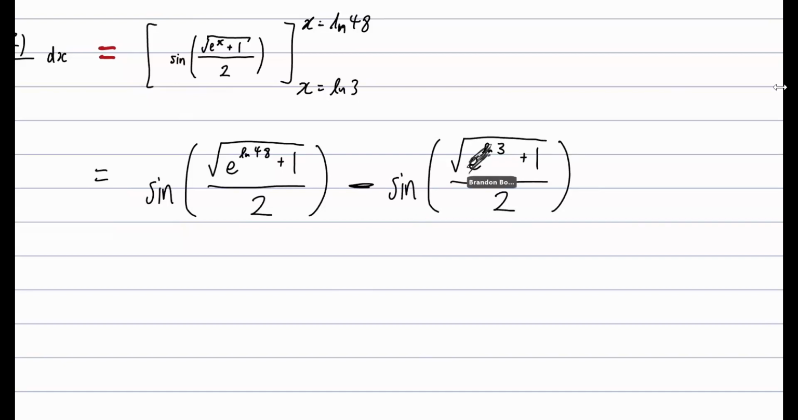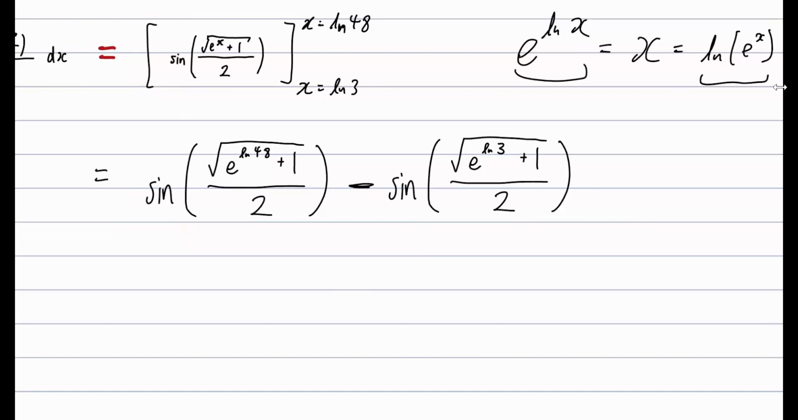Because this, e to the ln of x, just to help me remember, is the same as x, which is also the same as ln of e to the power x. They will all be equal to x. In this case, x is 48, and x is 3. So let's just simplify this down.